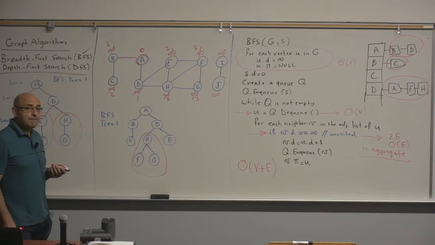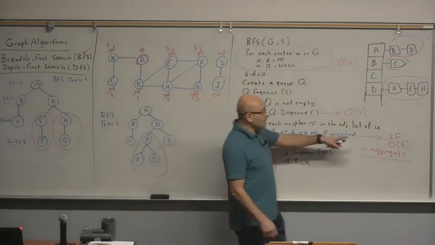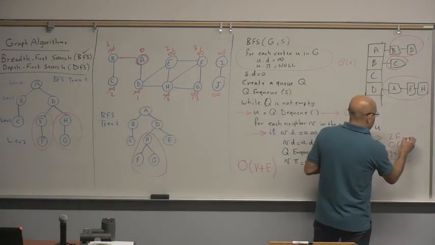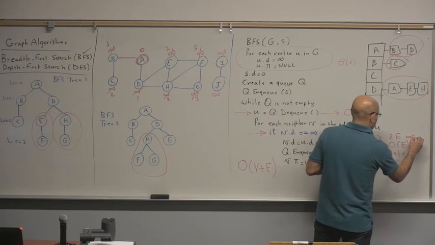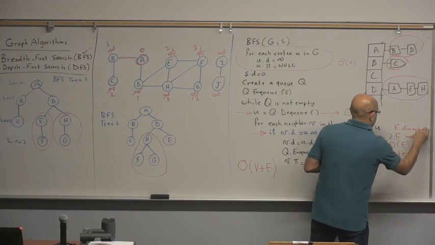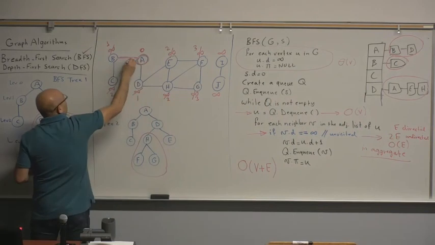Okay. So any questions on this? So here it's 2e if the graph is undirected, but e if it's directed. So 2e if it's undirected, and e if it's directed. Because the directed edge will be visited twice.